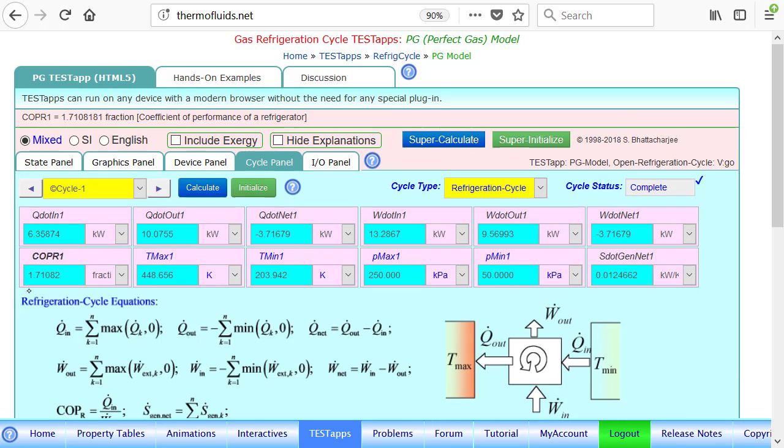Look, it was 1.719 before, it's like 1.7108, so COP hasn't changed much, just like the net power, because the variation of specific heat with temperature, which is accounted for in the IG model and not accounted for in the PG model, doesn't create that much of a difference because temperature variation is not so high.